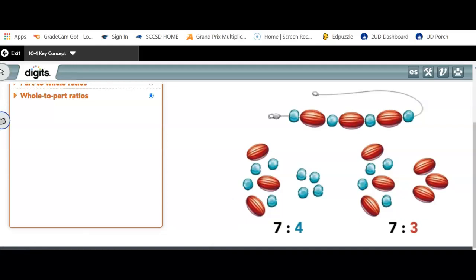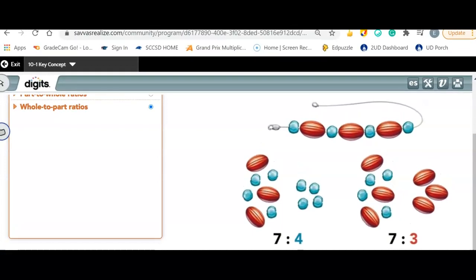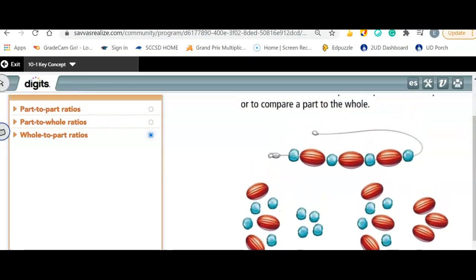Clayton. The football team has 4 losses and 7 wins. Okay, 4 losses to 7 wins. I want you to put a 1 up if you think it's a part to part. I want you to put a 2 up if it's a part to whole. And then I want you to put up a 3 if you think it's a whole to part. 4 losses to 7 wins. Good. You should have a 1 up. That is a part to part, comparing your wins to your losses. Brogan.